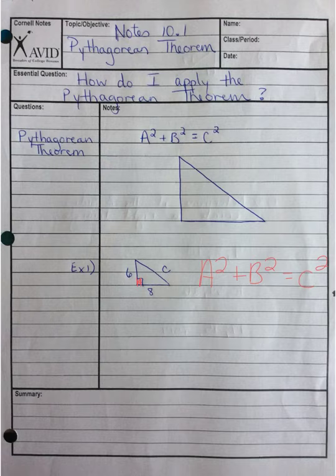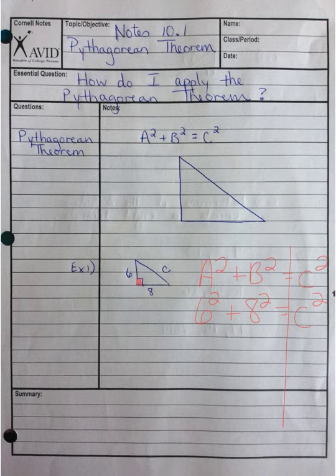For the a and the b, they're both called legs. It doesn't matter if you put the 6 in for a or you put the 6 in for b. I usually just go smallest. So the 6 squared for my A, 8 squared for B, and we're going to try to find the side length of C, or my hypotenuse.